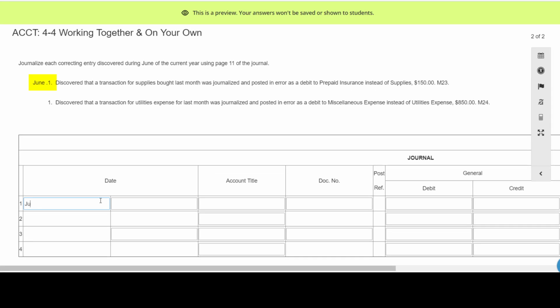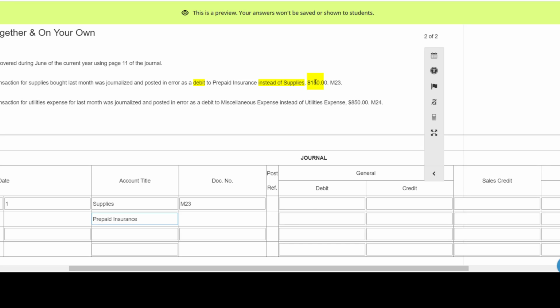So I'm going to start with the month here. So June, and it is the 1st. And then I'll do my document number for my first transaction, which is M23. It says, discovered that a transaction for supplies was journalized and posted in error to prepaid insurance instead of supplies. So instead of supplies, that should be my debit. So my first account is my debit, supplies. And then they said they accidentally did it to prepaid insurance. And now I'm just plugging in the amount. And so my amount here is 150. So I should be debiting supplies 150, not prepaid insurance.